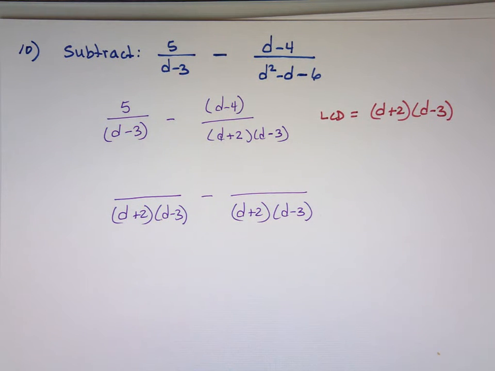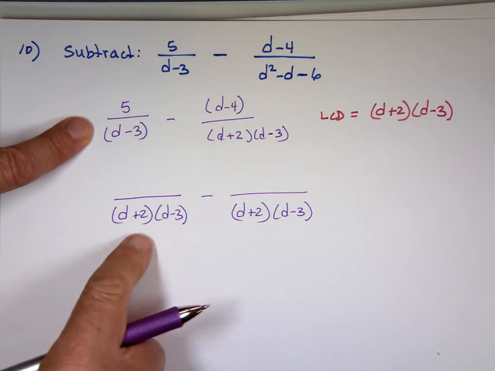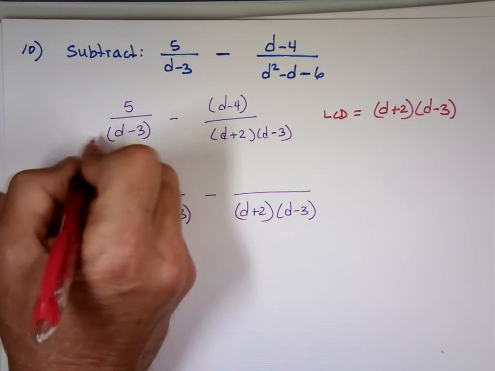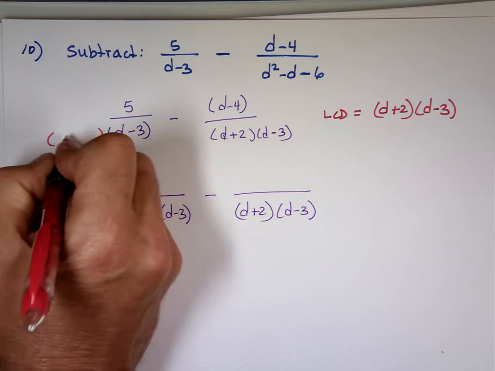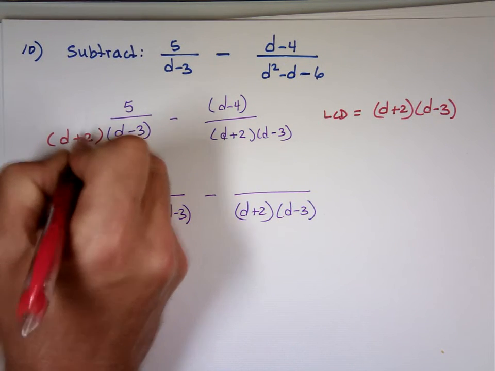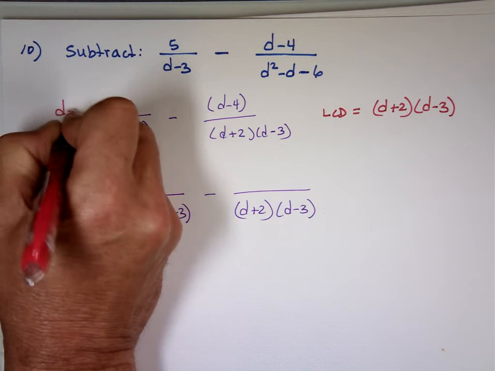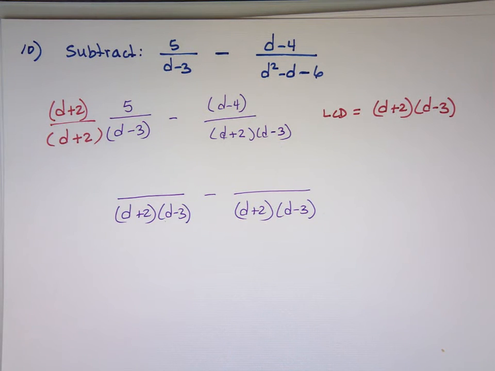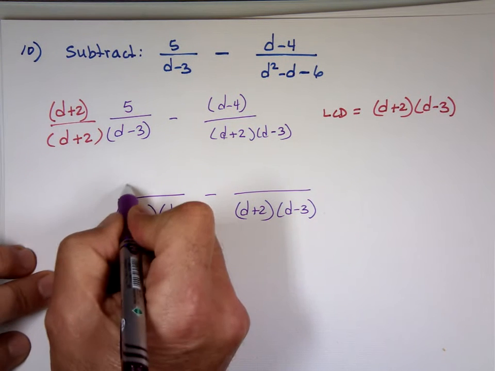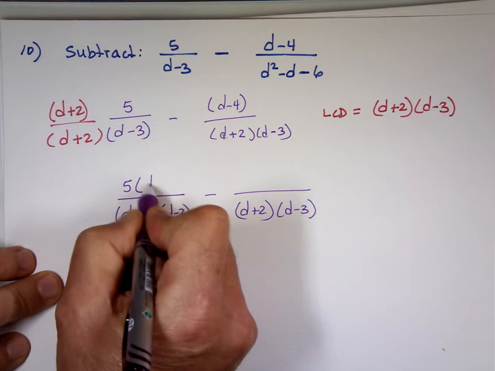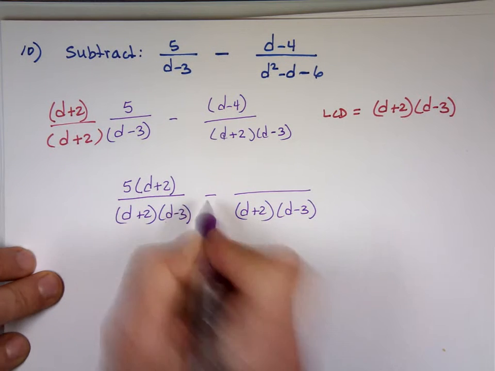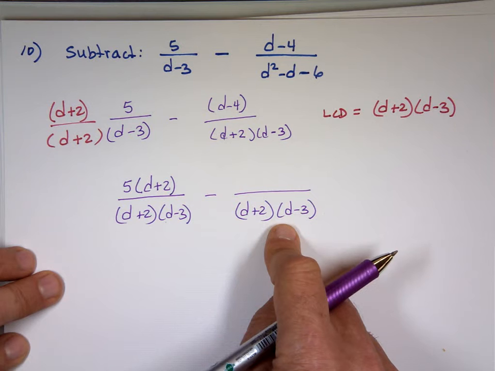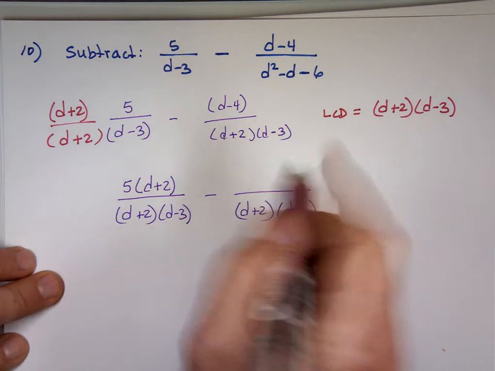This one doesn't look like this. It's missing a piece. What's not in it? What's not in it is d plus 2. So if you multiply the bottom by d plus 2, you will have to multiply the top by d plus 2. So you will have 5 times d plus 2 minus. This one is exactly the same as this. There's no change. If there's no change to it, that means there's no change to the top.